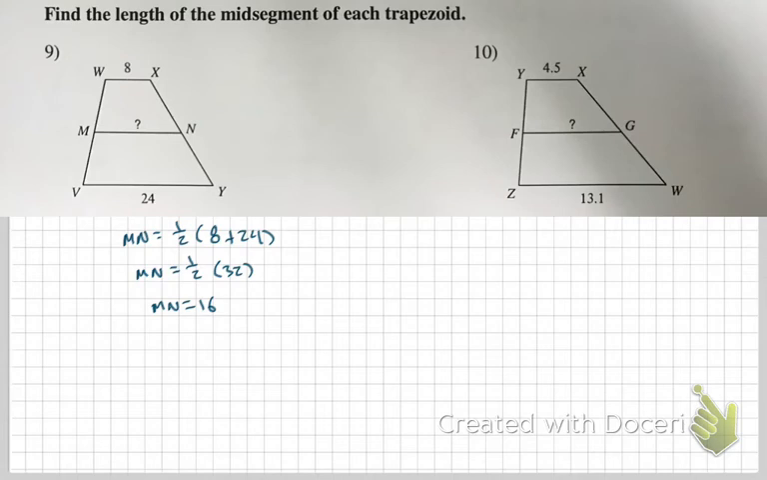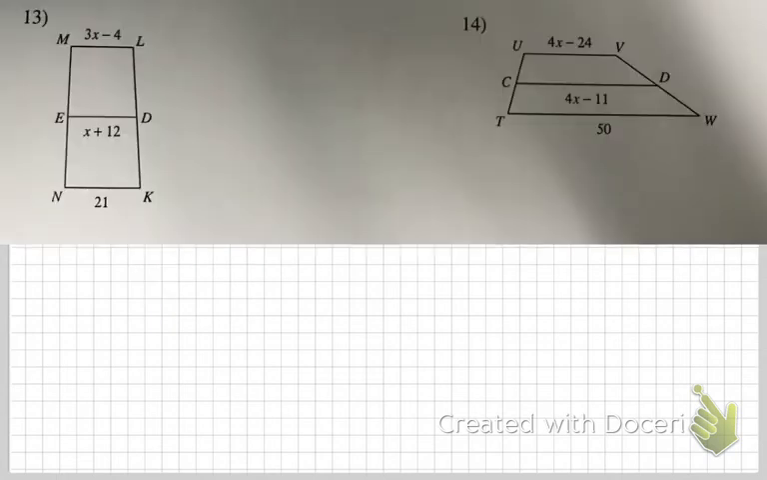Okay. Formula would be the same for this one, next one. FG equals 1/2 of 4.5 plus 13.1. I think you guys get the idea, right? Now it gets a little more complex if I add a little bit more variables and whatnot, okay? But the setup is still the same. So x plus 12 equals 1/2 of 3x minus 4 plus 21. Simple. Combine like terms in your parentheses before distributing. Now get x plus 12 equals 1/2 times 3x negative 4 plus 21 is going to be positive 17.